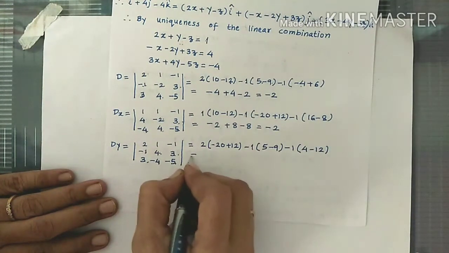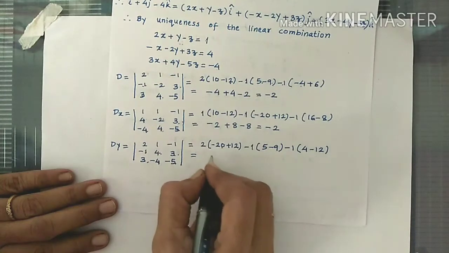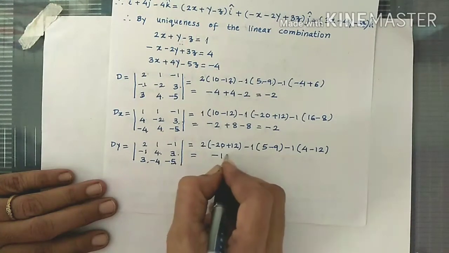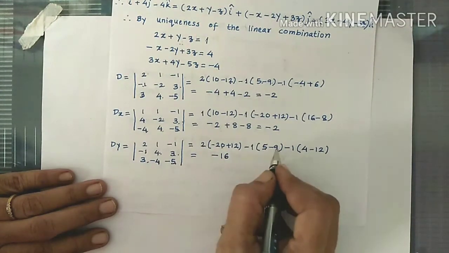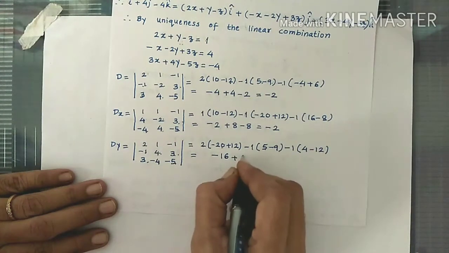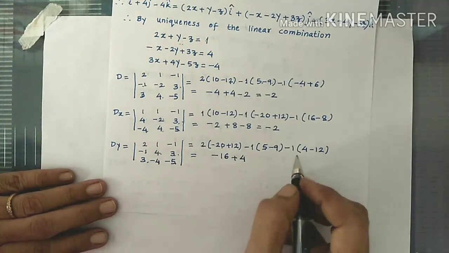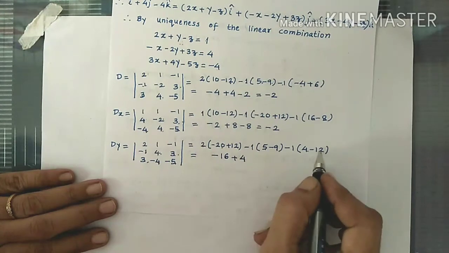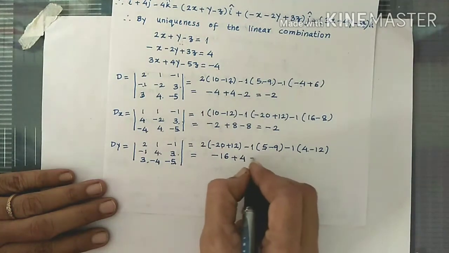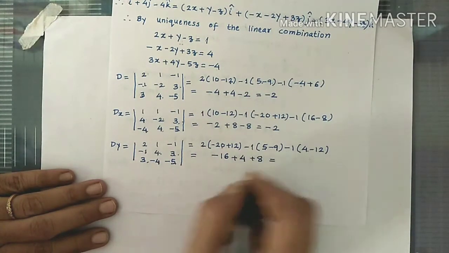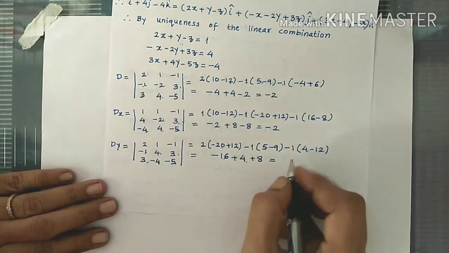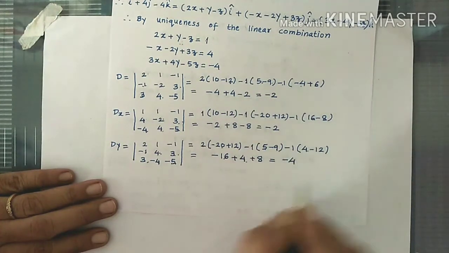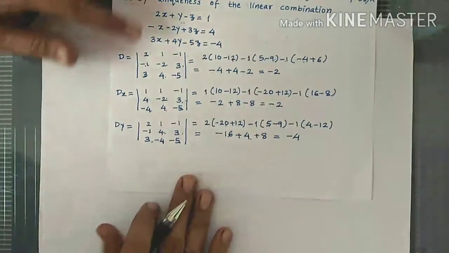So that is minus 20 plus 12 is minus 8 multiplied by 2 is minus 16. 5 minus 9 is minus 4, so second term is 4 and this one is minus 8 and then plus 8. So we have minus 16 plus 12, that is minus 4. So that is value of dy.